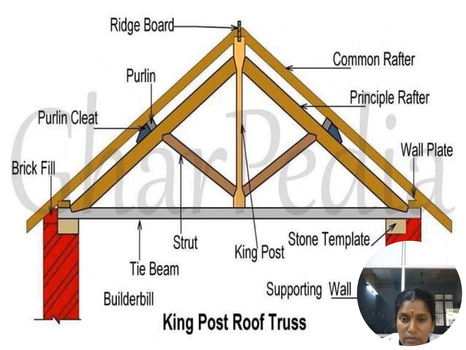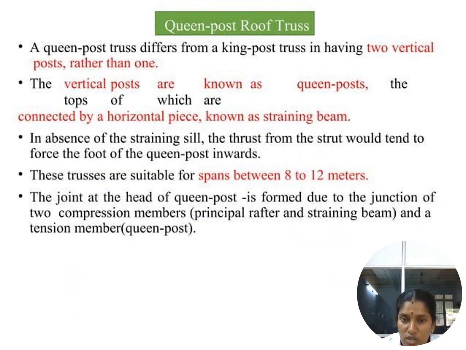This is another image. It shows the tie member, struts, purlins, principal rafters and the king post also. Next one is the queen post. Instead of one vertical post, two vertical posts are provided, and these are known as queen posts. The tops of which are connected by a horizontal piece known as a straining beam. In the absence of a straining sill, the thrust from the strut would tend to force the foot of the queen post inward. These trusses are suitable for 8 to 12 meters. The king post is suitable for 5 to 8 meters. This is 8 to 12 meters. So this is one variation between king and queen post.